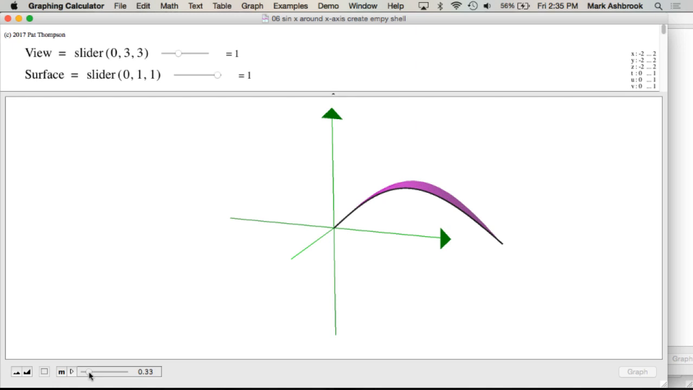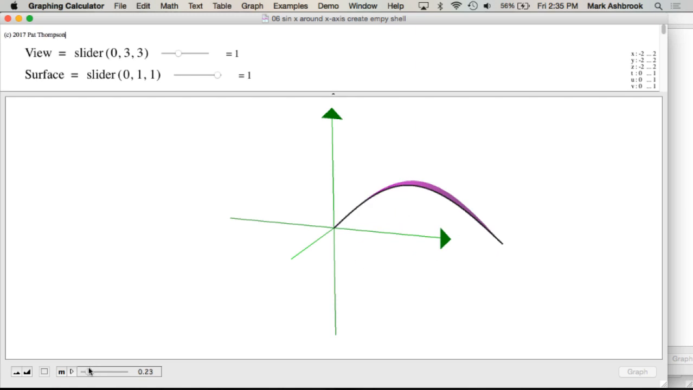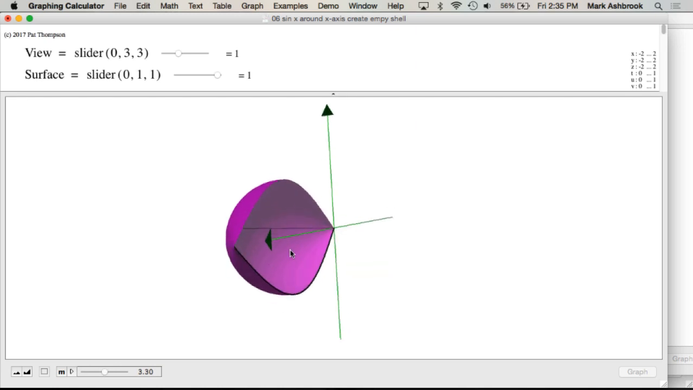Ready? Watch. And we're just thinking about creating the empty shell. So that thing is kind of falling towards you. It's pinned at the ends. So let me give it a turn here so you can see. See the empty shell?